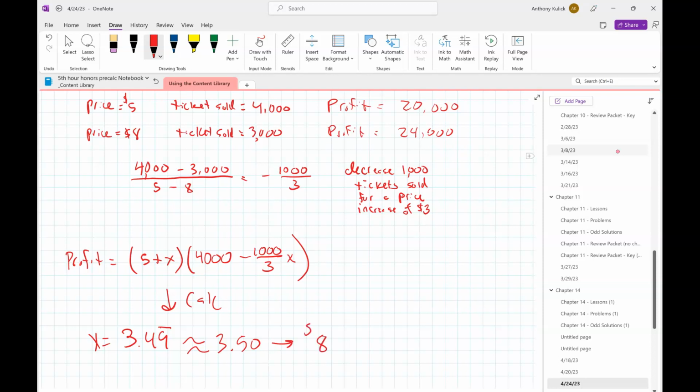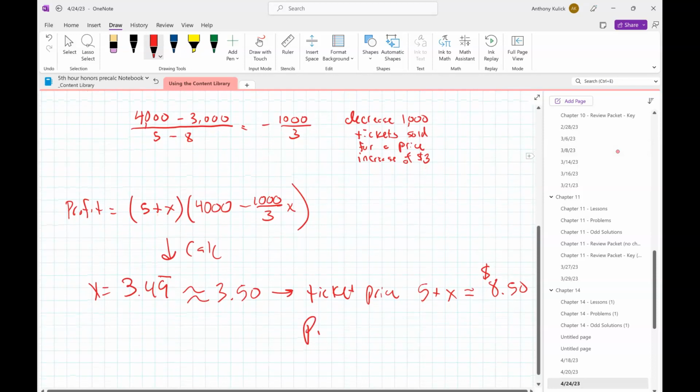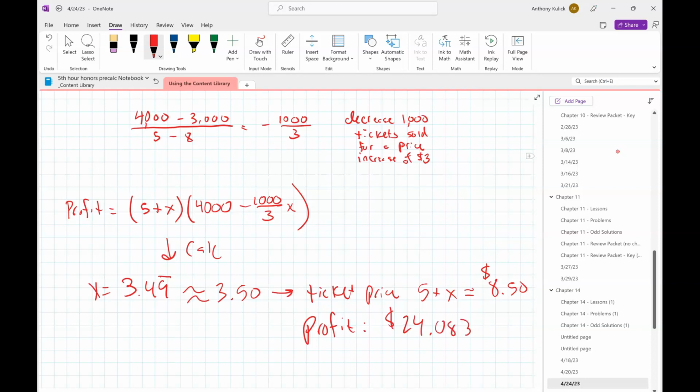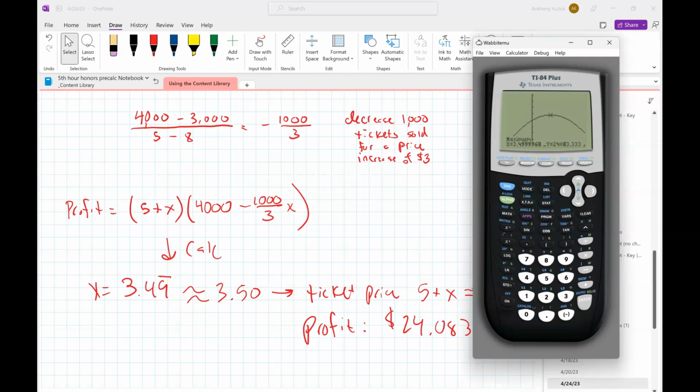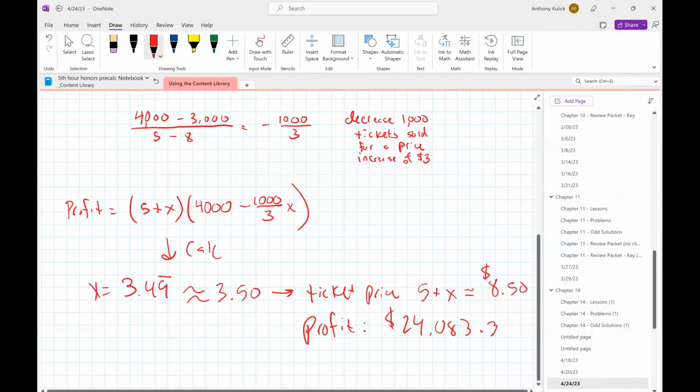So that tells me the ticket price, which is 5 plus X, would equal $8.50. And it told me the profit from that was $24,083 and some pennies there, 33 cents.